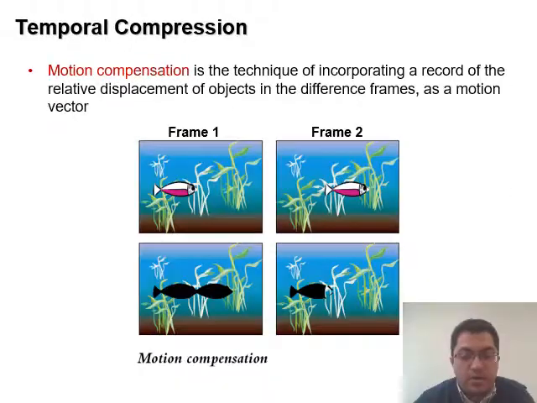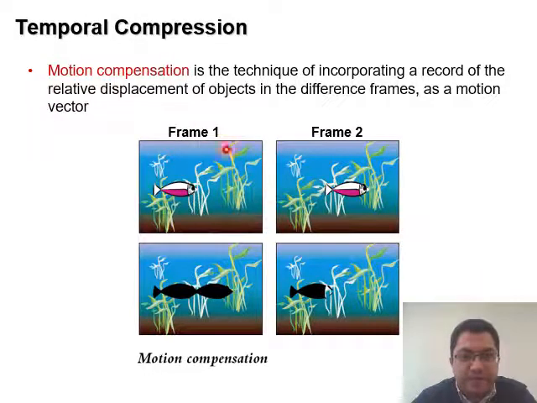Okay. So one other thing, in addition to the idea of storing the predictive frames relative to the intra frames, is another thing that can enhance the compression, something called motion compensation. And what is motion compensation? It's the technique of incorporating a record of the relative displacement of objects in the different frames as a motion vector. First of all, this technique is very suitable for vector graphics type of animation. Okay, and I'm going to explain why. But let's see the example.